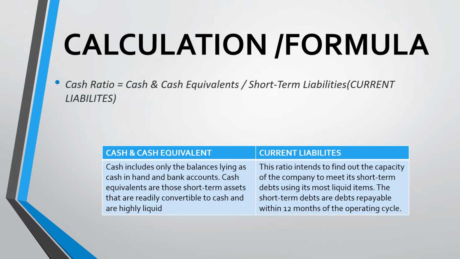The short-term debts are debts repayable within 12 months of the operating cycle. Major items are sundry creditors, outstanding expenses, short-term loans and advances, bank overdraft, cash credit, provision for taxation, proposed dividend and unclaimed expenses. The more the cash ratio, the more efficient the company is in paying off its short-term dues.